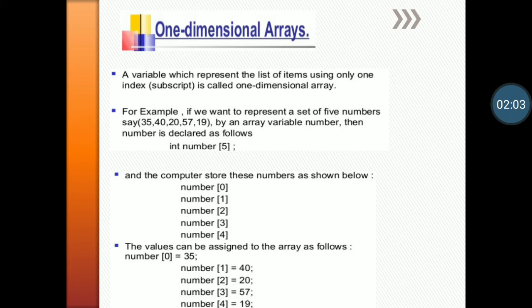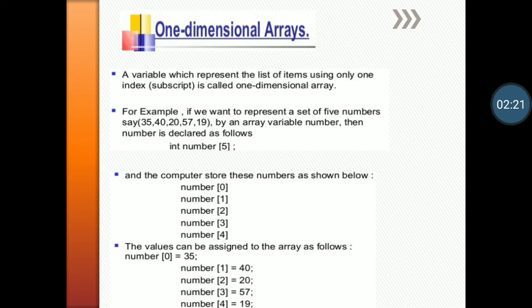Then memory representation of array. The array index starts from 0. That's why our first element is stored at the 0th index. Here array name is number. That's why memory representation is number[0], then number[1], number[2], like this.